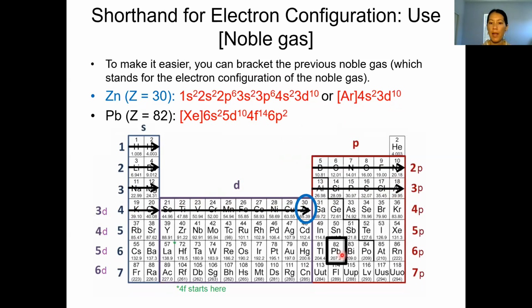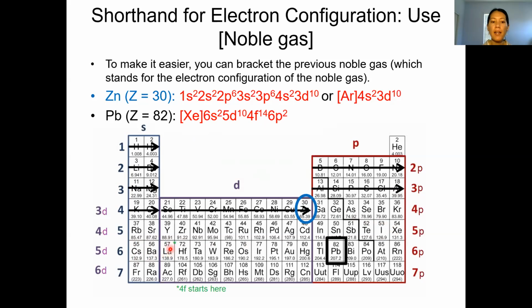Let's do lead that way. Lead is here, Z equals 82. Let's go to the previous noble gas, which is here, xenon. So I'm going to bracket xenon. Then after xenon, I go to the next level, which is 6s. I'm going to fill up 6s, and then I'm going to go here.